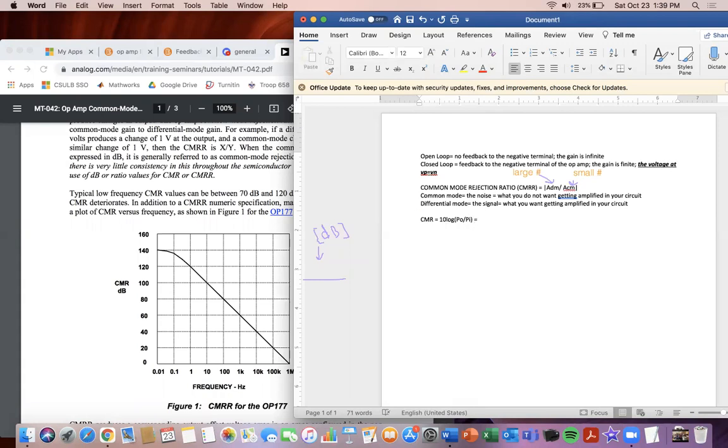And we can also put in here, it's 10 times the log of the voltage output squared, so let me just do the voltage output squared divided by the voltage input squared. And so that's how we get our common mode ratio. And we can also set this equal to 10 times the log of the amplification of the differential mode over the amplification of the common mode, which we can also write as 10 log, and that is our CR. And so that's how we can write it here.